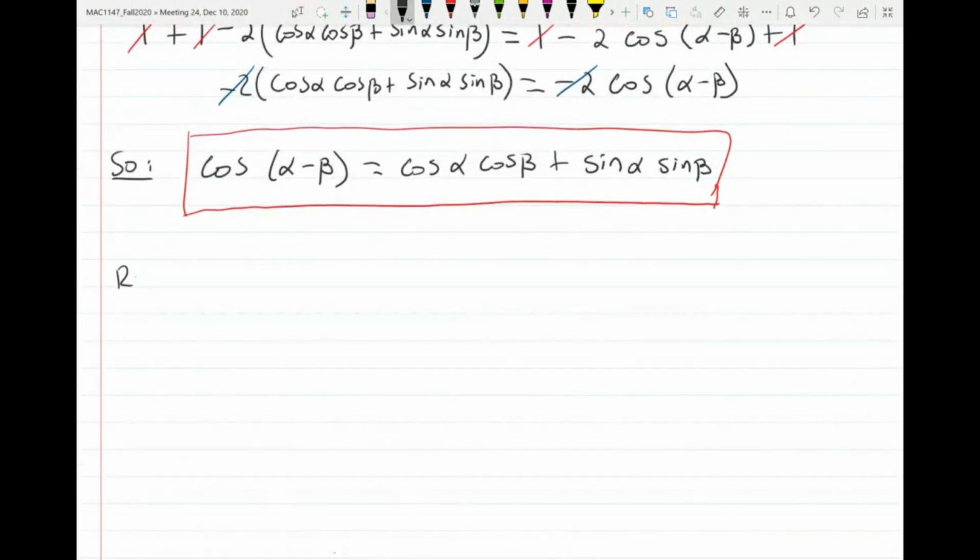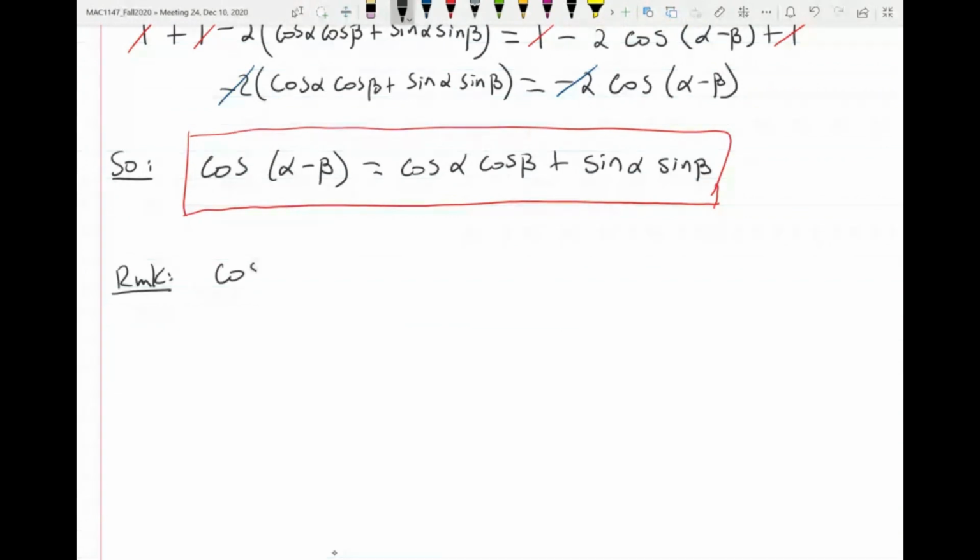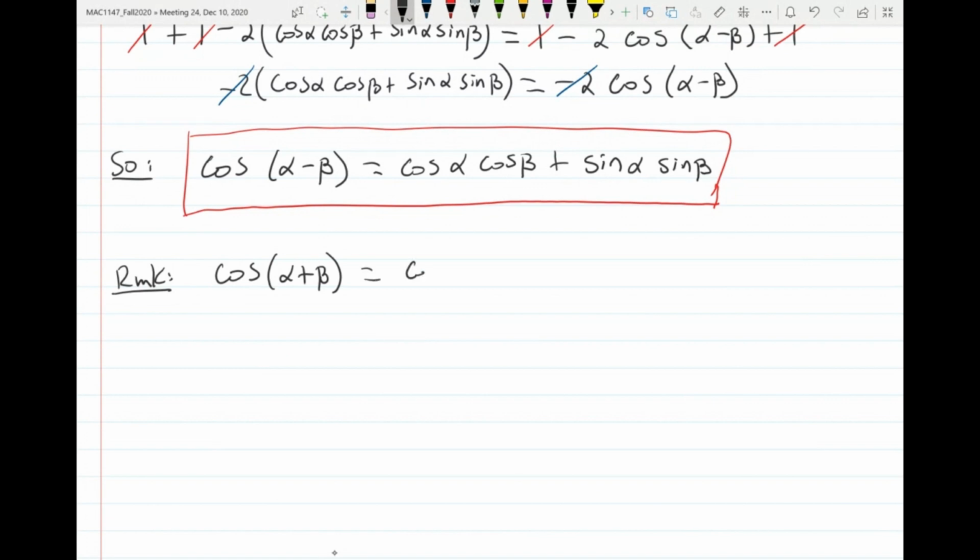So now, to figure out the other one, we can do it very easily. So if you want to find cosine of alpha plus beta, well, we do the trick. We write this as cosine of alpha minus negative beta. Now let's use the formula that we have above. So this is cos cos plus sine sine.